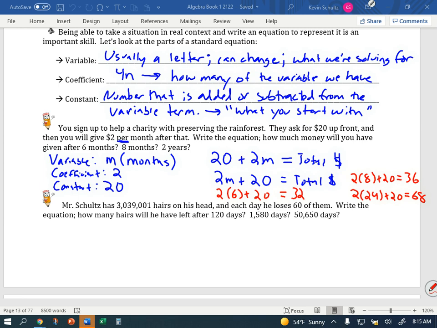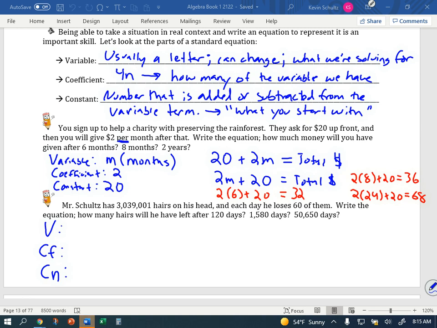Next one. Mr. Schultz has 3,039,001 hairs on his head, and each day he loses 60 of them. Write the equation. How many hairs will he have left after 120 days, 1,580 days, 50,650 days? Okay? Let's start. We have our variable, we have our coefficient, and we have our constant. So I'll kind of abbreviate those CF and CN.